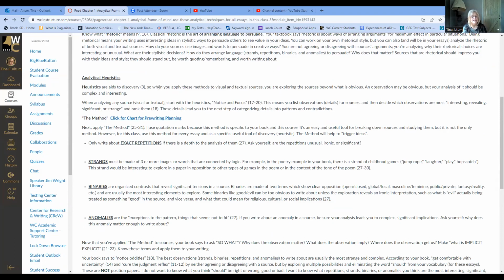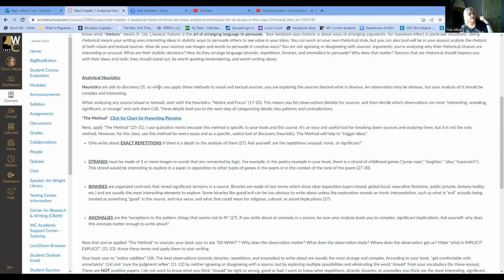And what the method does, it enables us to pull details out of our source and categorize them into patterns and contradictions. By categorizing them, we begin to understand relationships between details. And that's the goal of analysis, is how do we see the different parts that make up whatever source we're studying, and then once we get those parts, how do they interrelate? What is the relationship between each one of those parts? So the method helps us do that.